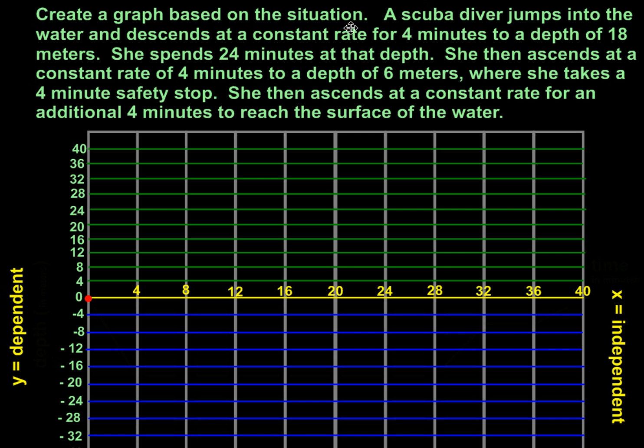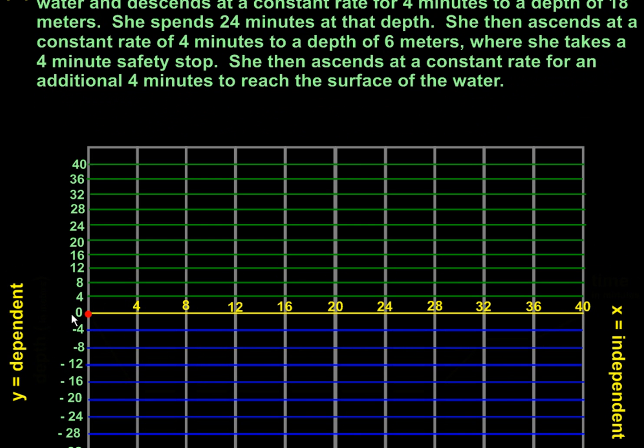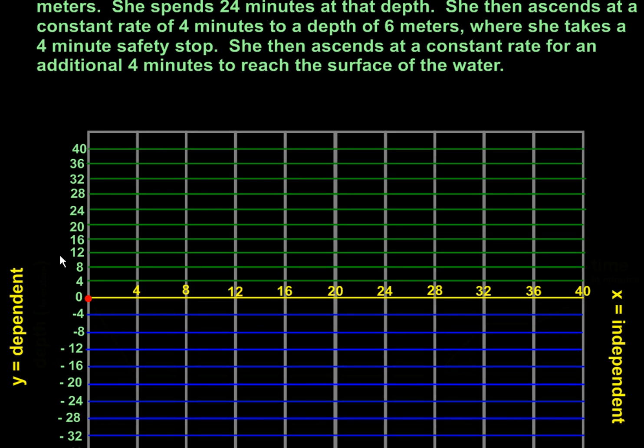So the first thing we need to do is think about what we would want for a title on this graph and where we want to put the information for the y-axis and the information for the x-axis. So, keeping in mind that the y-axis is for dependent information and the x-axis is for independent information, we need to think about what is forcing what. So in this question, I would suggest that the amount of time is forcing the depth. So she can only spend a certain amount of time at each depth.